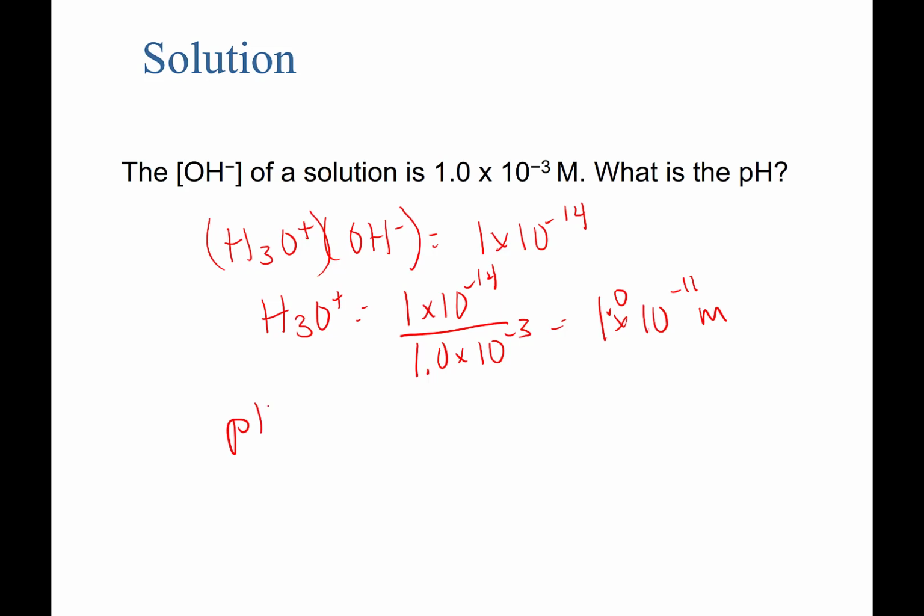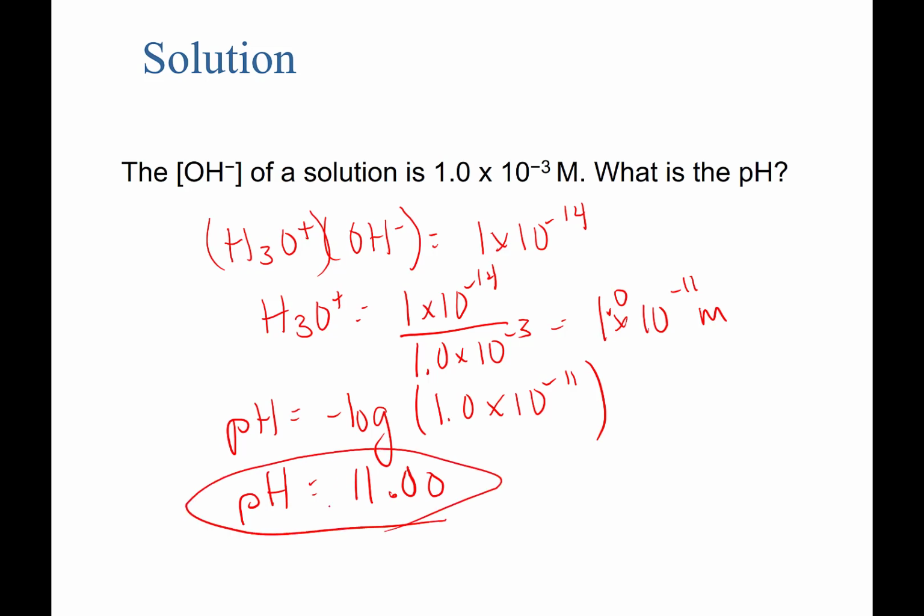So now I can find pH. I'll do negative log of 1.0 times 10 to the negative 11th. All right, and 1.0 has 2 numbers, so I need 2 decimal places. So we could say our pH is 11.00.